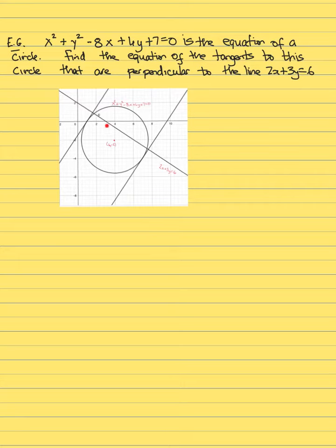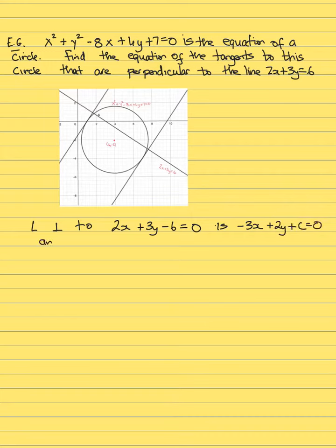We also have the line here, 2x plus 3y equals 6, and the question asks us to find the equations of these two tangents, because these are the lines that are tangent to the circle but are also perpendicular to this given line. Now we know that any line that is perpendicular to the line 2x plus 3y minus 6 equals 0 will be, of course, minus 3x plus 2y plus c equals 0.